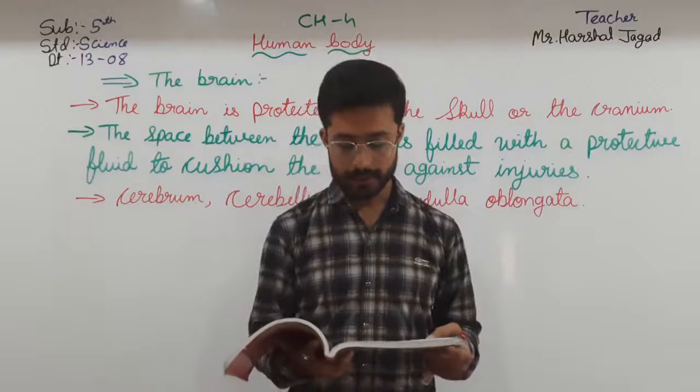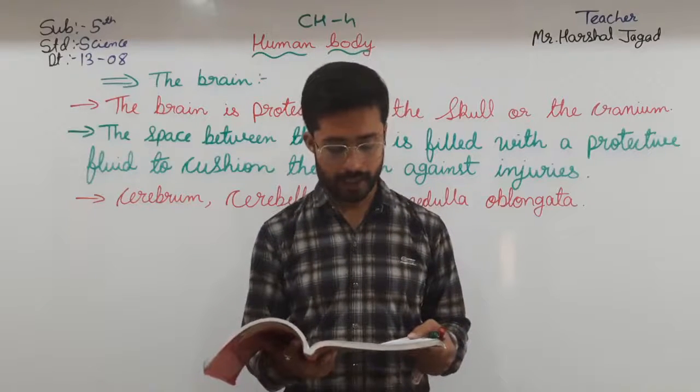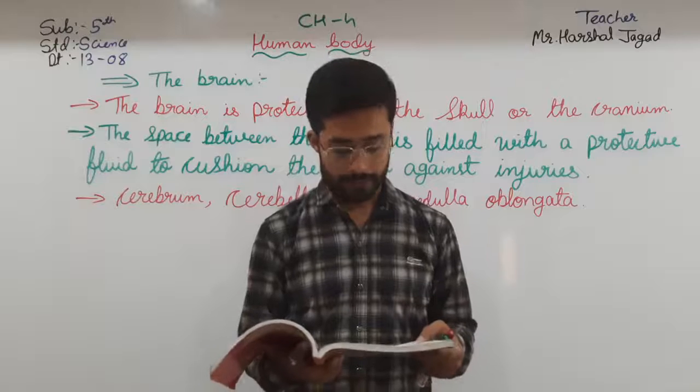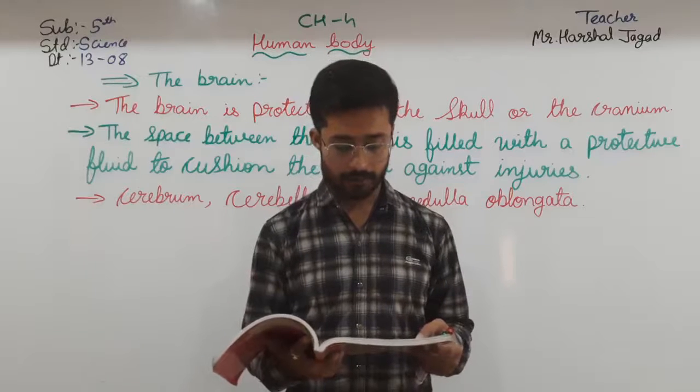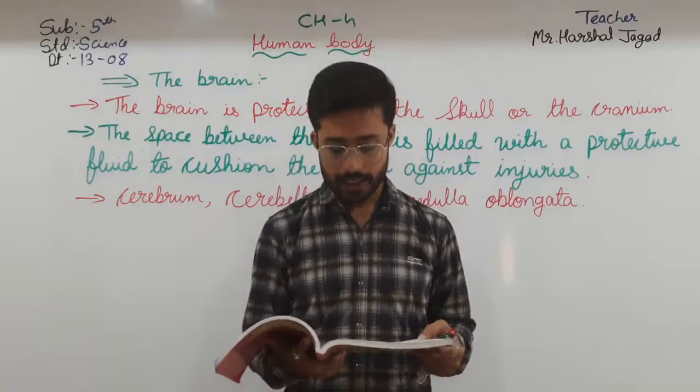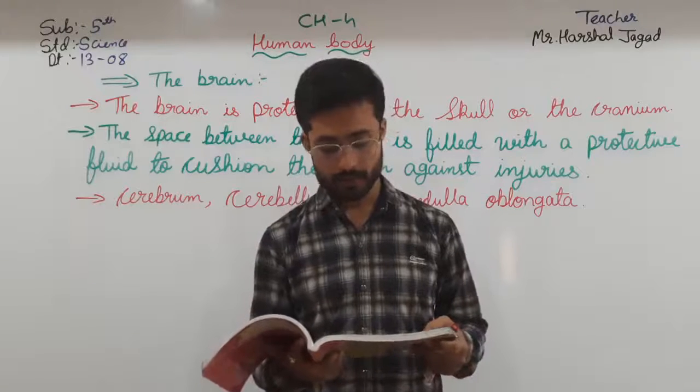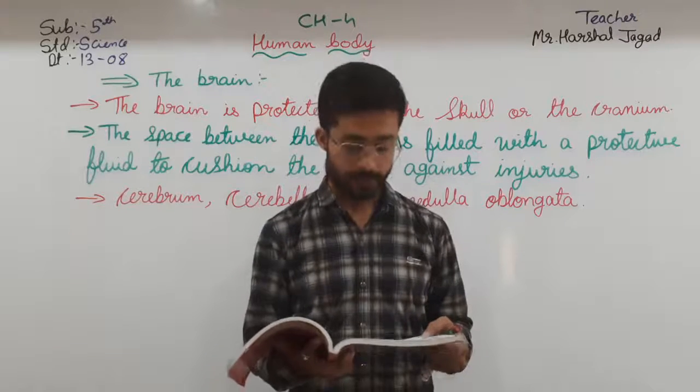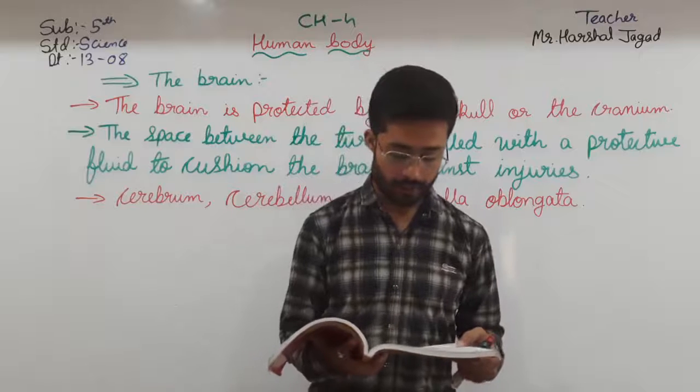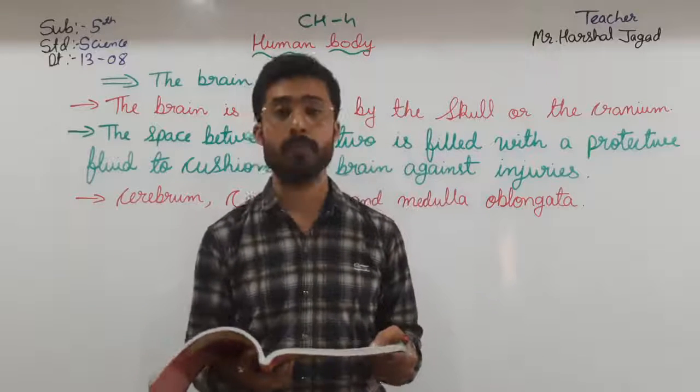The cerebellum is smaller than the cerebrum. It is in charge of muscular coordination. Its function is to see the muscles working together properly. It also maintains the body in an upright position.